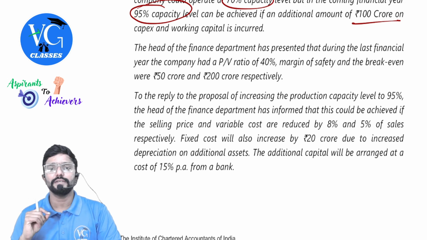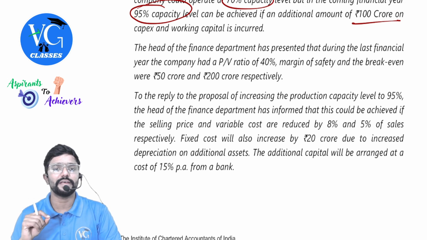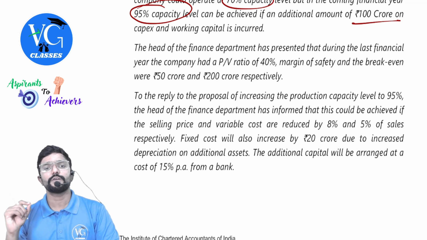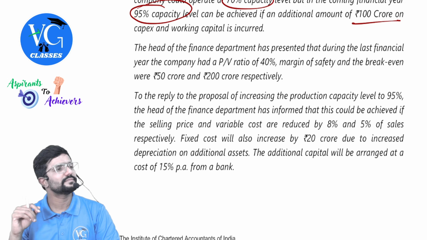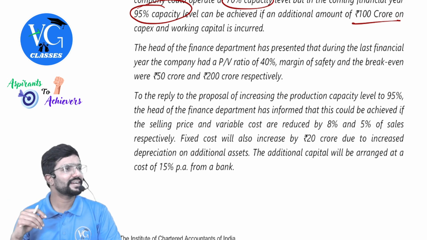The head of finance department has presented that during the last financial year, the company had a PV ratio of 40%, and margin of safety and break-even sales were 50 crore and 200 crore respectively. Total sales 250 crore. Correct?